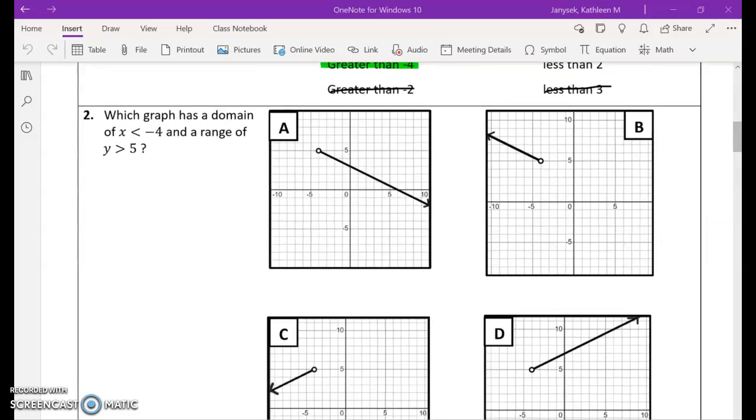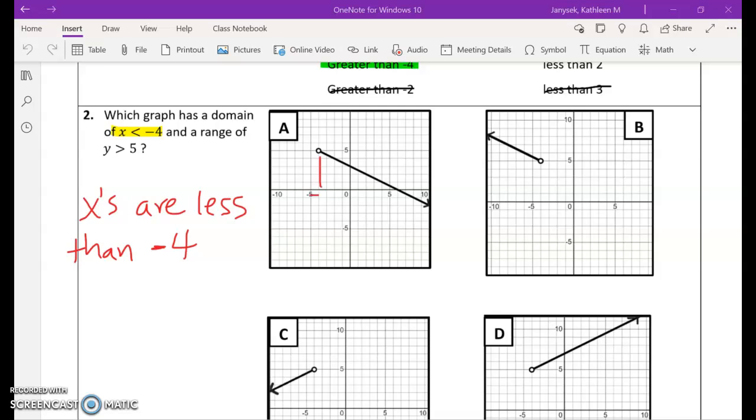So this one gives you the domain and range and is asking which of these graphs match that. So if you don't know the difference between a less than and greater than sign, you're going to have an issue here. So the first one is that my domain is less than -4. My x's are less than. Remember, if it's an L that has been squished, it is a less than symbol. Okay, so I'm going to write that out. Our x's are less than -4.